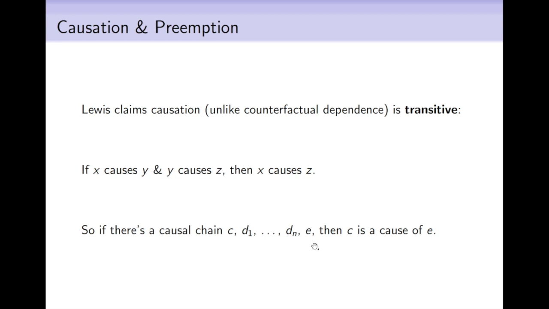Because E counterfactually depends upon Dn, which means that Dn causes E, and Dn counterfactually depends upon Dn minus 1, which means that Dn minus 1 causes Dn. But if Dn minus 1 causes Dn and Dn causes E, then it follows by transitivity that Dn minus 1 causes E. And so we can continue to compound that sort of reasoning all the way back to C in order to establish that, via the transitivity of causation, if this is a causal chain, then C must be a cause of E.